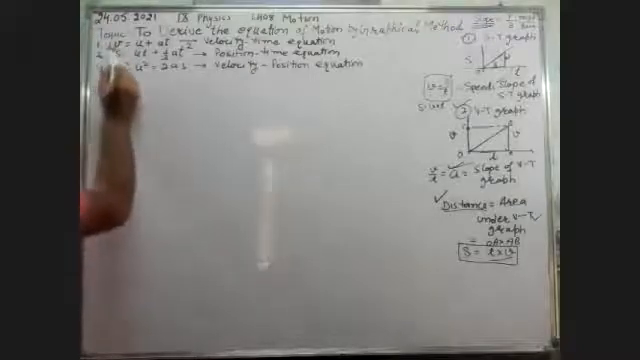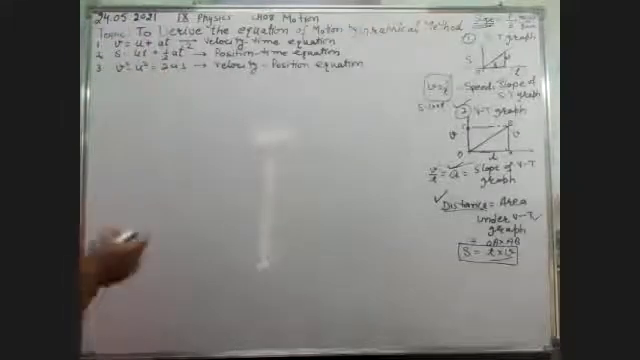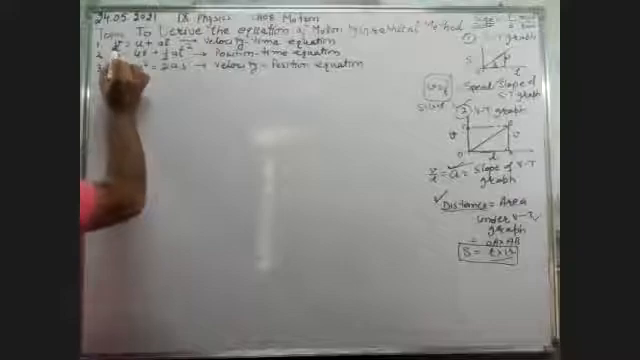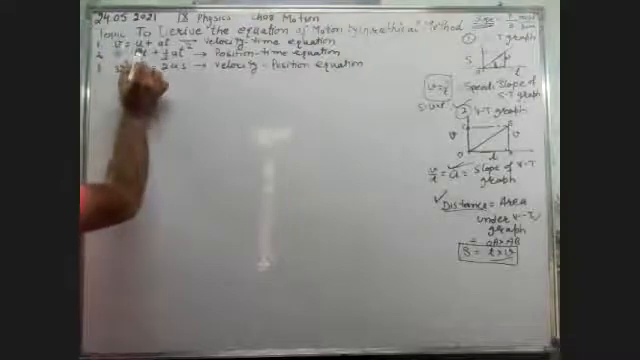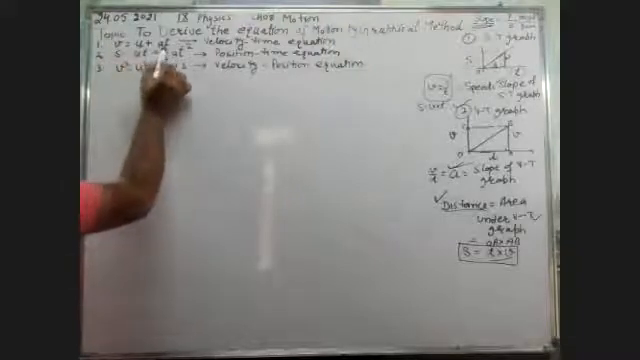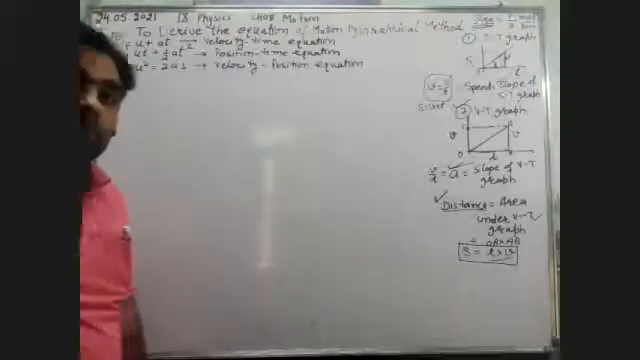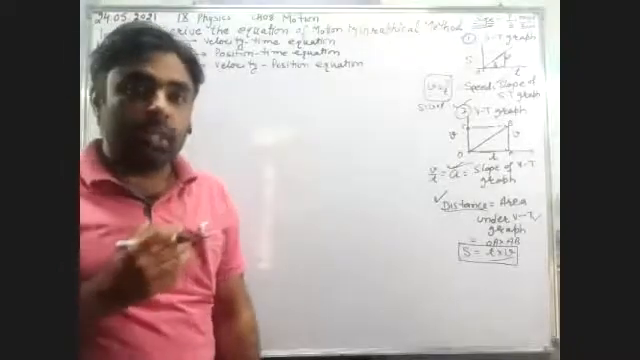The first equation of motion is v = u + at. Students, you are very much familiar with the symbols I am using. Small v is the final velocity, u is the initial velocity, a is the acceleration, t is the time taken. These are the symbols which we have also used while calculating numerical problems.